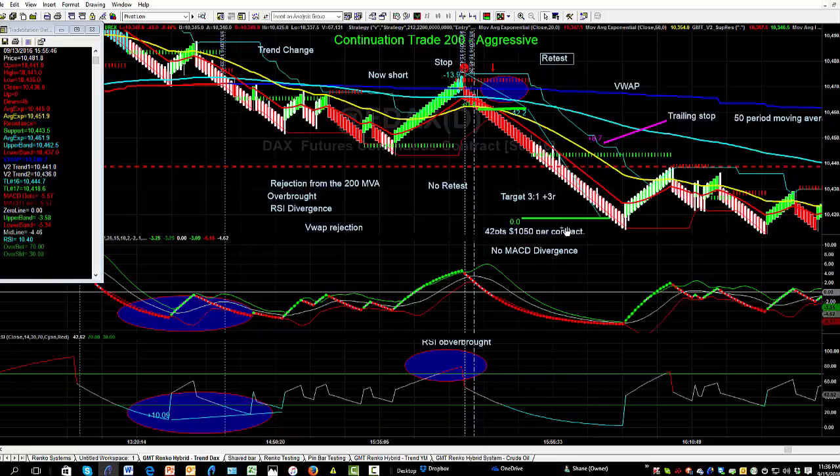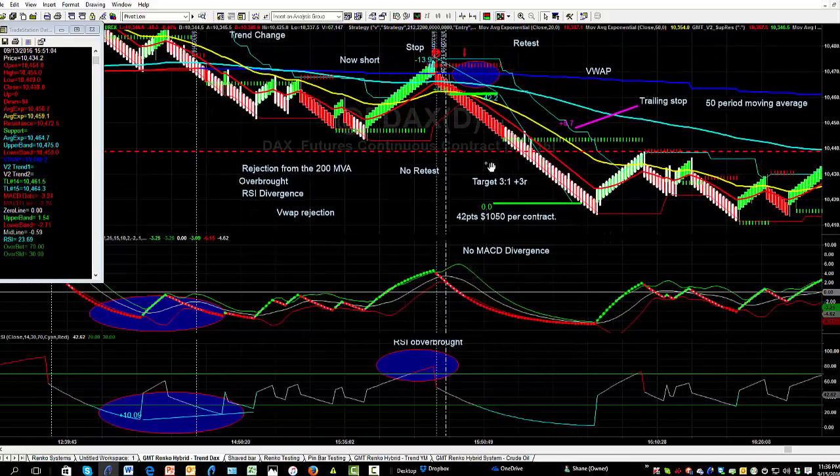Now, to trail this, obviously we can use our moving averages as a trailing stop, we can use our 50 period, our 200 period, we can use the outside of our price channel as a trailing stop, or we can use the standard GMT trailing stops that we have available. But either way, this turns out to be a very, very nice trade on the DAX.